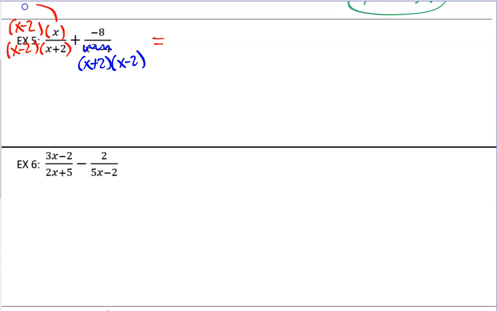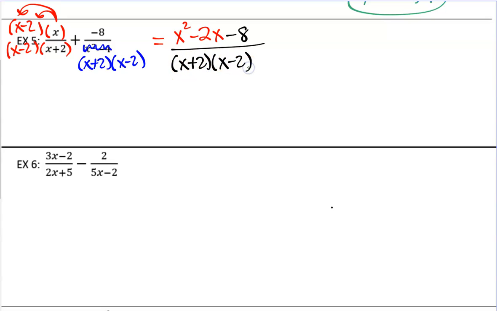All right, let's multiply. X times x will give me x squared. X times negative 2 gives me minus 2x. We did not multiply the second fraction by anything, so this is going to stay. Plus negative 8 is just going to be minus 8. And our common denominator is going to be x plus 2 and x minus 2.